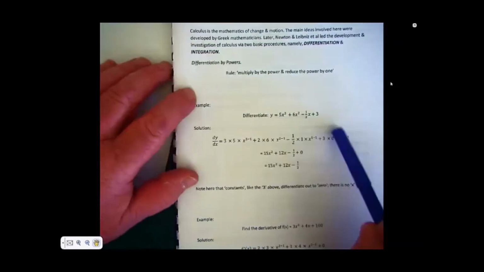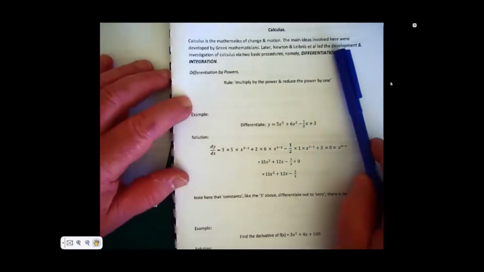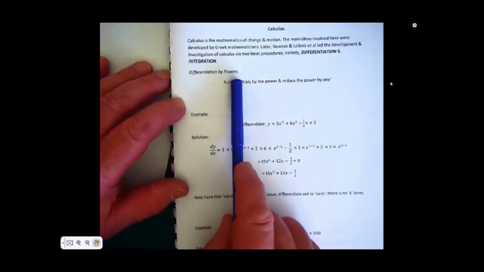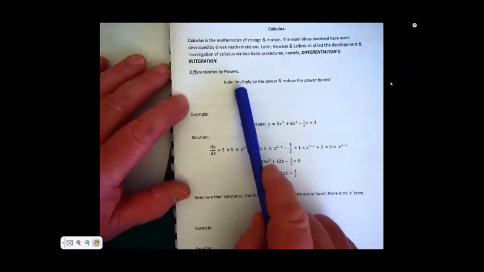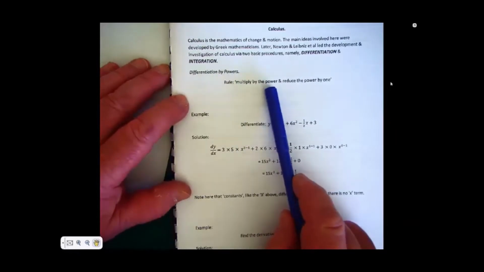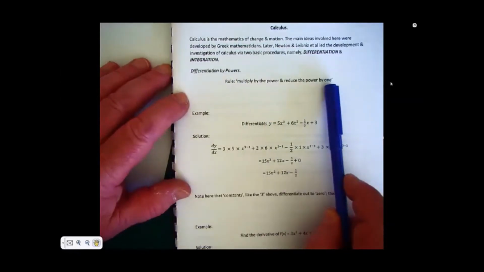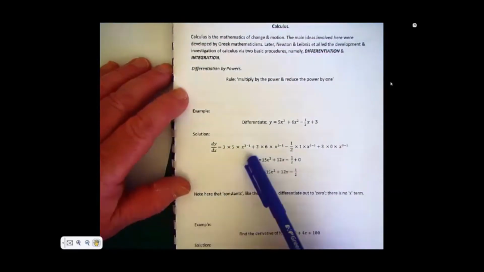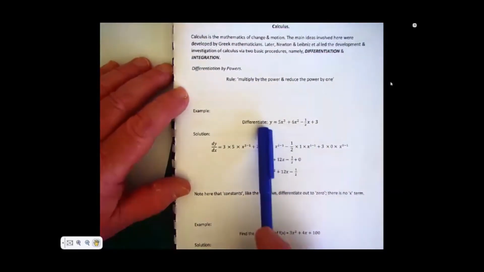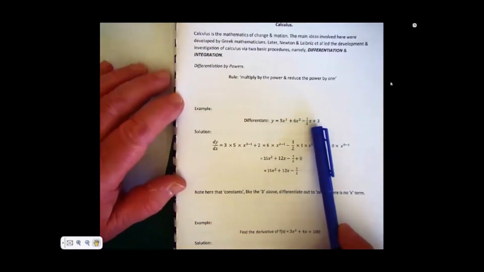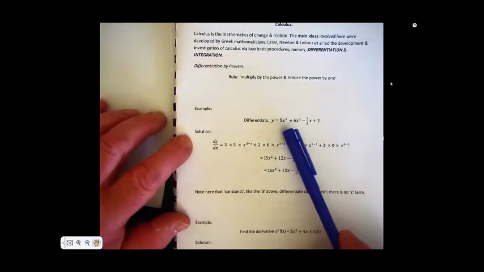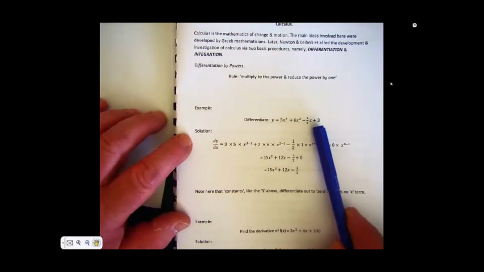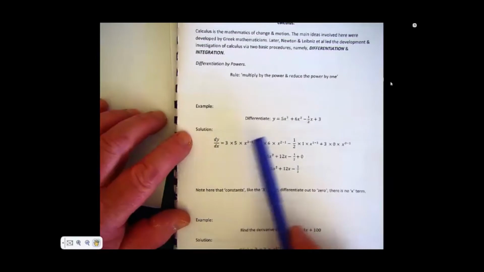What we've got here, a little bit of introduction, the two procedures. Now, what we're going to do is to look at differentiating by powers. And the basic rule you've got to understand is that you multiply by the power and reduce the power by 1. So let's have a look at an example. If the examiner or the lecturer asks you to differentiate this particular function here, then this is a solution. y equals 5x cubed plus 6x squared minus a half x plus 3. The solution is as follows.